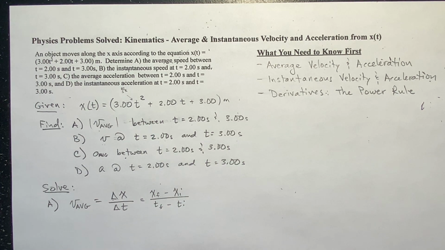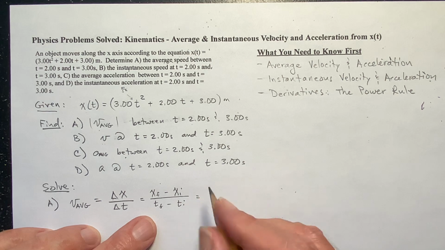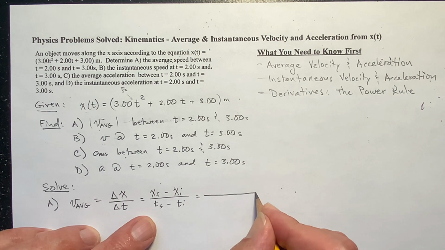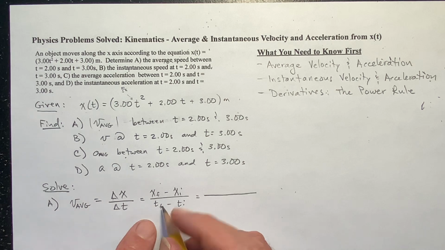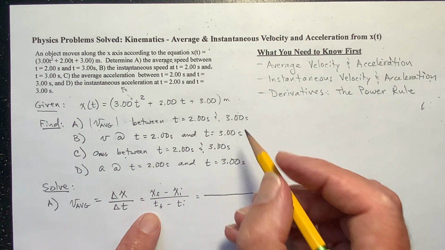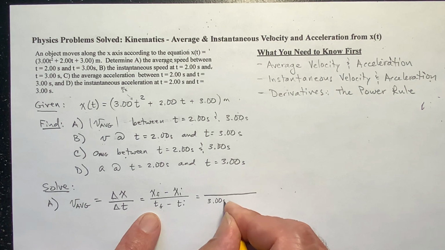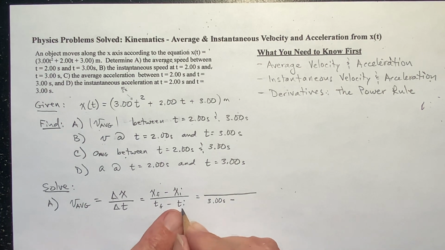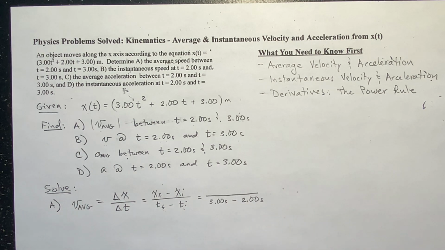Okay, and so we need to plug in. Well, we know what the times are, right? The final time is 3 seconds, and the initial time was 2 seconds. So obviously this is a span of time, or a delta t, of 1 second.